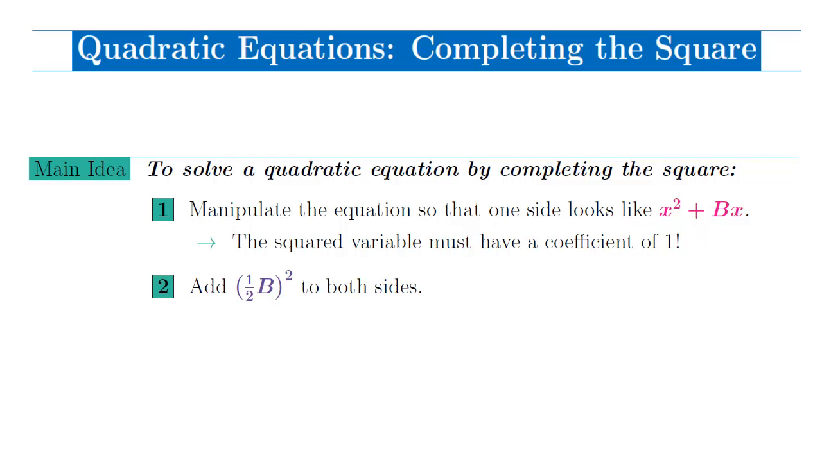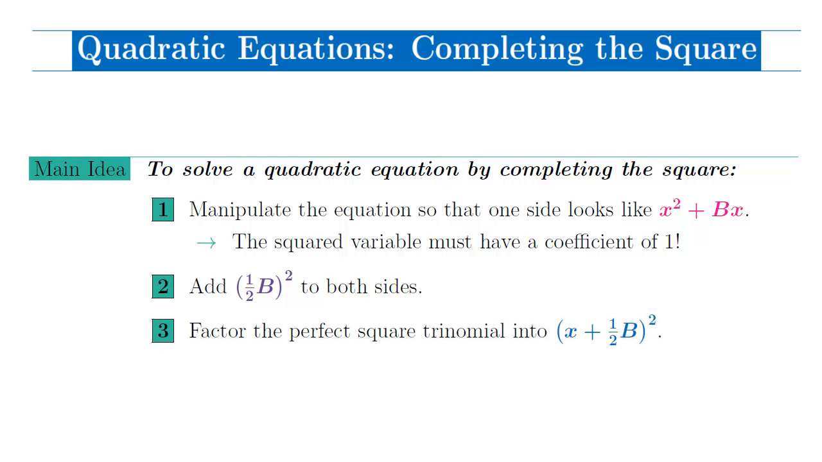Second, we're going to add 1/2 b, quantity squared, to both sides of the equation. Third, we're going to then factor that perfect square trinomial into the form x plus 1/2 b, quantity squared. And then finally, we're going to finish by solving our equation using the square root property.